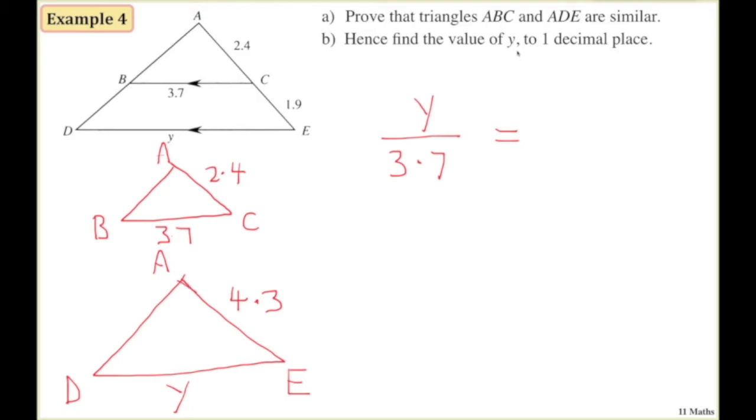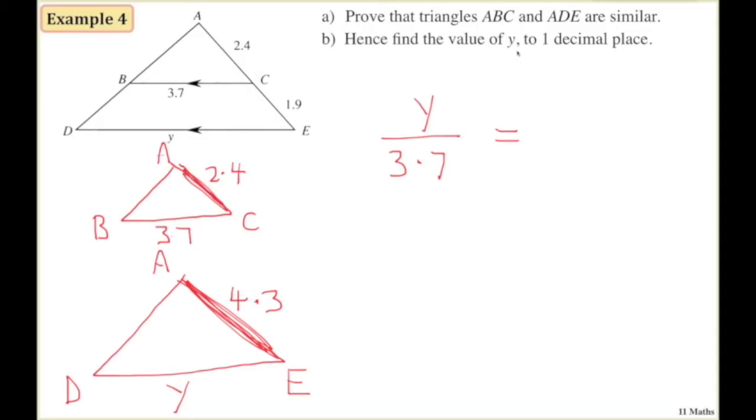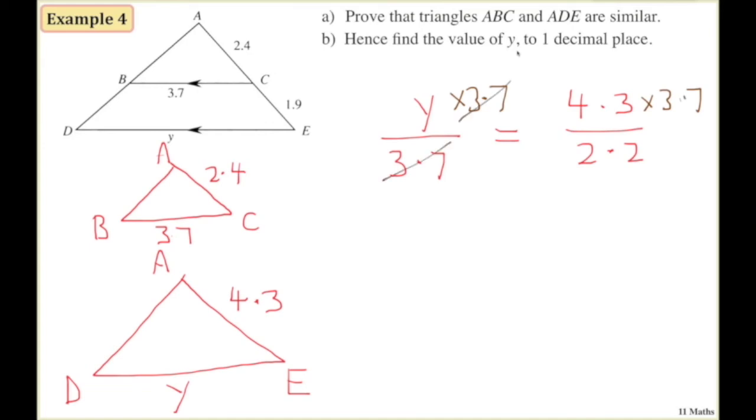Let's go to my larger triangle now, and A to E, 4.3, will match up with 2.4. So I end up with 4.3 over 0.4. Now it's just a case of looking at both sides and times them by 3.7. If I do that, 3.7's cancel, and that leaves me with an answer that I can put into the calculator, 4.3 over 2.2.